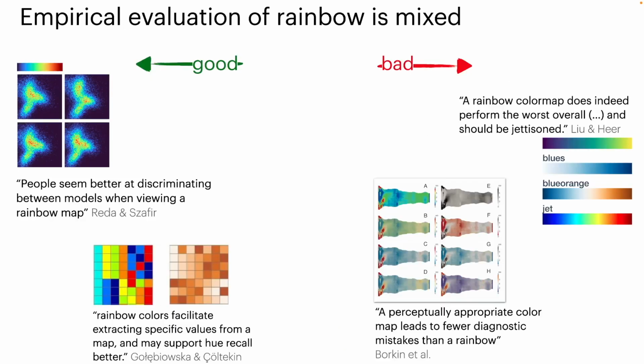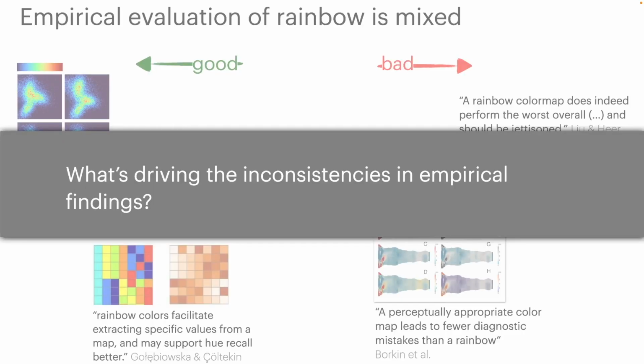A closer look at the empirical visualization studies suggests also mixed results. Some studies, in fact, show rainbows to be superior in some cases, and other studies show the complete opposite, suggesting that the use of rainbow in visualization is highly problematic and should really end. Which raises another question: what could be driving these inconsistencies in findings?